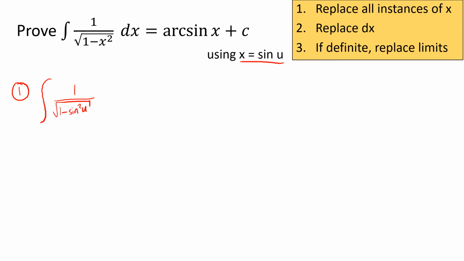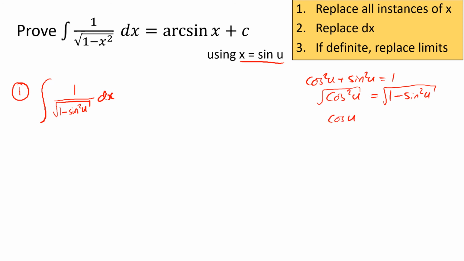Now, what is that? We've still got a dx, sorry. What is 1 minus sine squared of u? Well, we know that cos squared u plus sine squared u is equal to 1. And we can rearrange that to cos squared u is 1 minus sine squared u. So if we were to square root both sides of that, we would end up with a statement that was also true. In other words, the square root of cos squared, which is just cos u, is equal to the square root of 1 minus sine squared u.